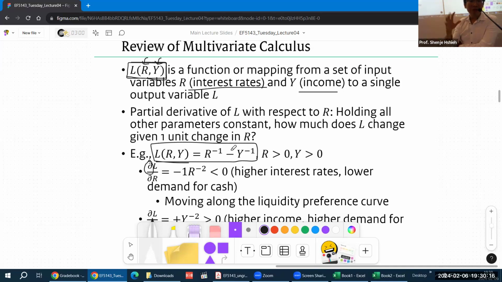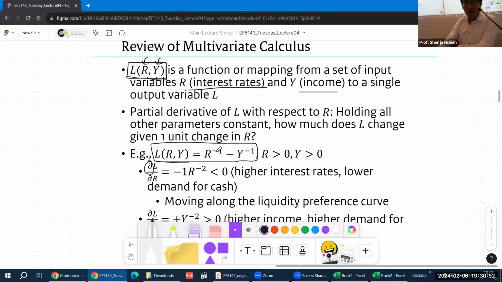Well, the trick here is you just hold one parameter constant and try to understand the curvature, the slope of the graph first. Then you move on to the next parameter and try to understand the relationship between Y and L in this case. So in other words, to understand what L looks like in a three-dimensional space, we hold a parameter constant, so we can hold Y constant, and we change R by a little bit to see how L changes. Is it positive or negative?